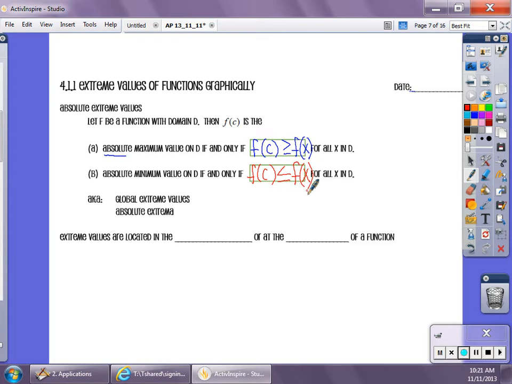Other ways that I'll say absolute extrema: global. Okay? Global extreme values or global extrema, absolute extrema. That means the same thing as absolute extreme values. So those are words that you do need to know. Extreme values are located in the interior or at the endpoints of a function. Maxes and mins, that's the way we can think about it. Maxes and mins happen inside the function or at the ends of the function.